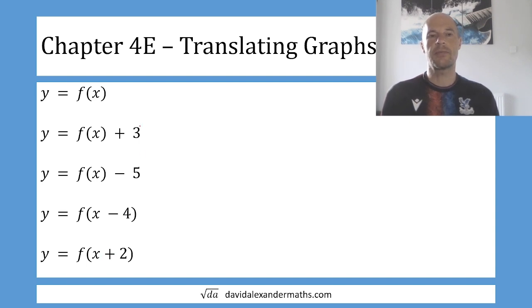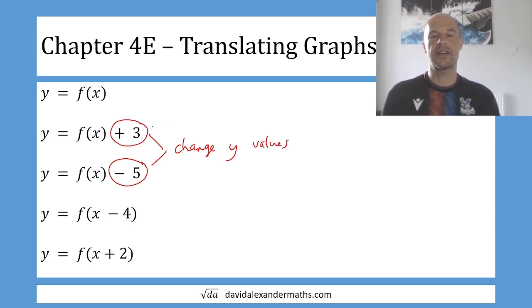Now if the transformation is outside the bracket, it affects the y values. So this is going to change the y values, and you just do exactly what it says. So all we're doing is we're adding 3 to all of the y values. Here we're subtracting 5 from all of the y values. So this top one, f of x plus 3, we're just moving the whole graph up 3 units. F of x minus 5, we're moving the graph down 5 units.